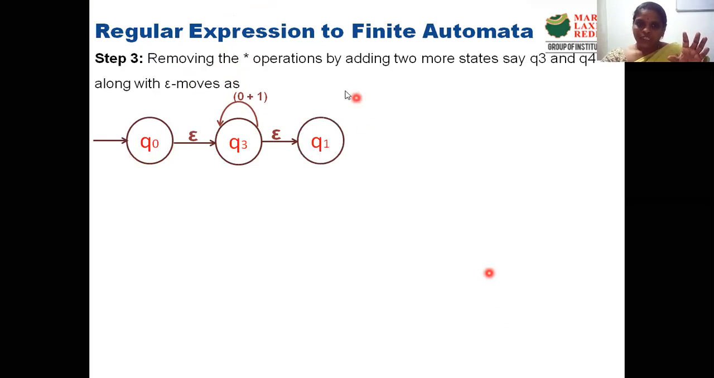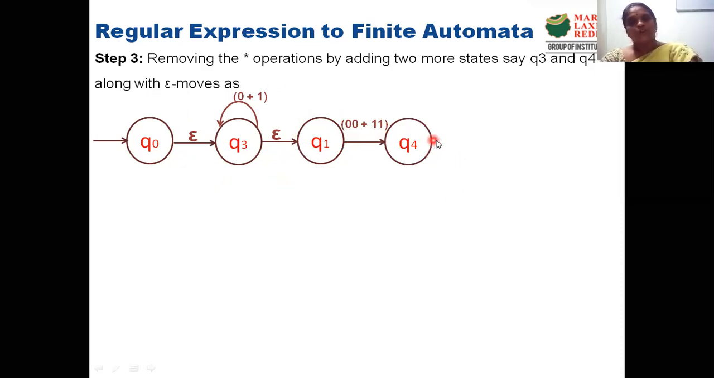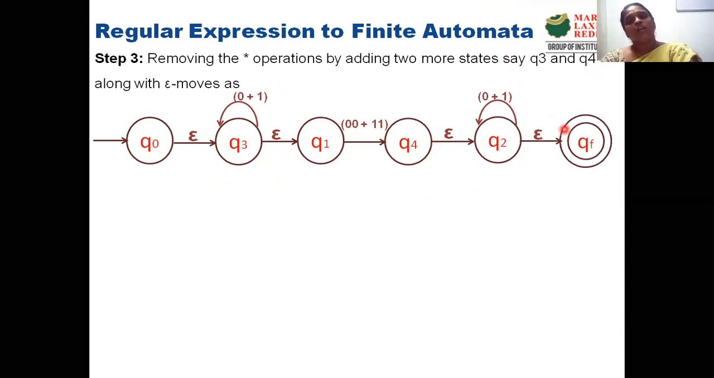From this regular expression we can obtain the finite automata for the closure operation, as we have discussed in the previous lecture, which describes this process. Now from q1 we will be moving to q4 on (00+11), because again we have a closure operation at the end. From q4 we will be moving to q2 on epsilon, on q2 again we will be moving on 0+1, and finally we will be moving to the final state qf on epsilon.